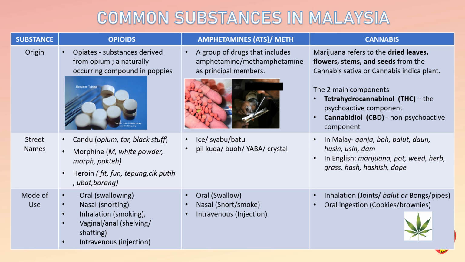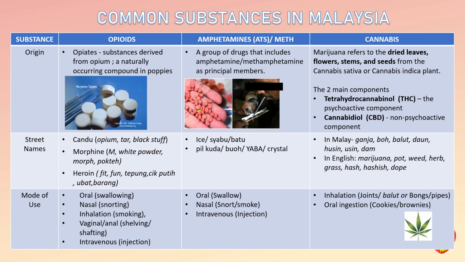All these substances come from different origins, with opium and cannabis initially plant-based, and amphetamines a synthetic man-made stimulant drug. It is also important to know the street names of these drugs when treating patients with addiction. Why? It is important to be able to speak the same language when trying to get a detailed history of their drug use, from potte for morphine, pil kuda or ice for amphetamines, and ganja or balut for cannabis.